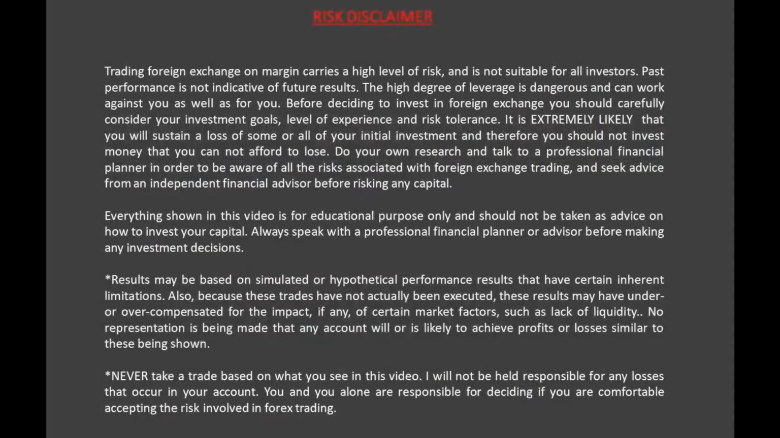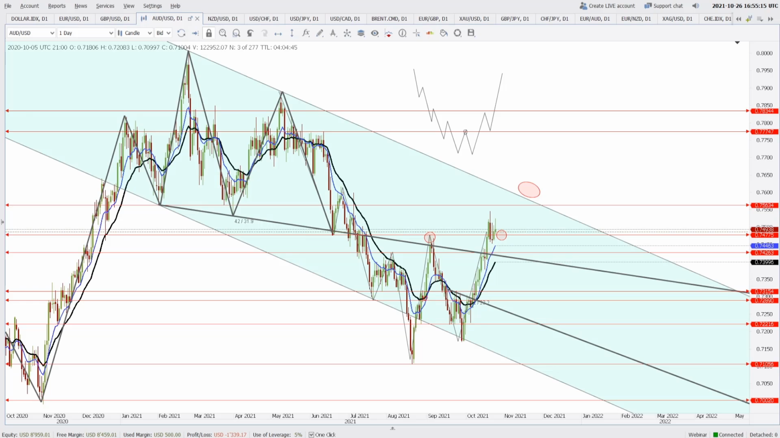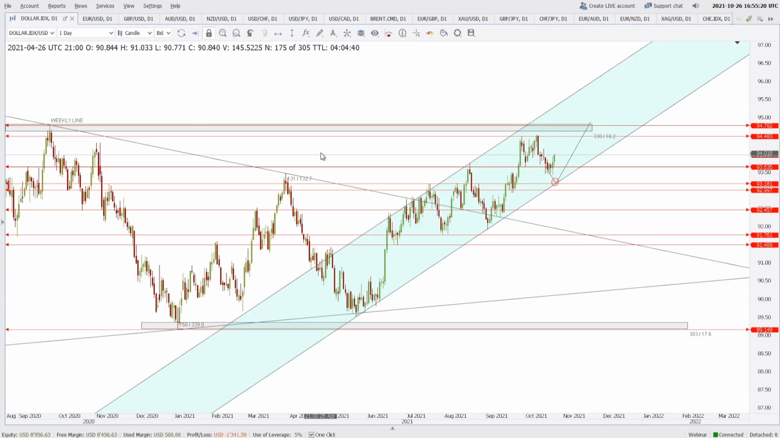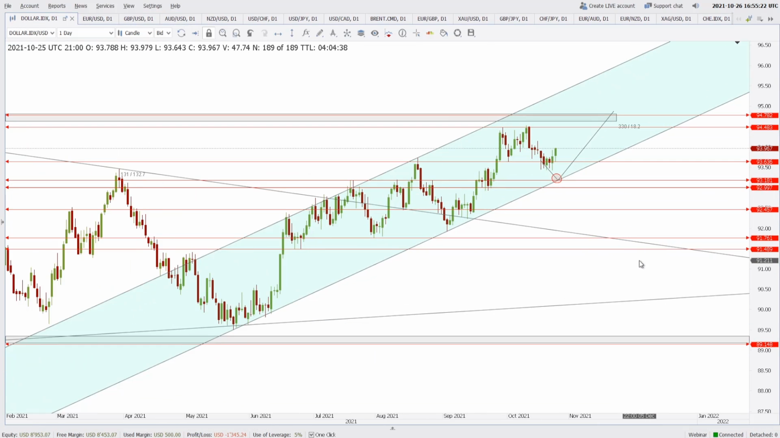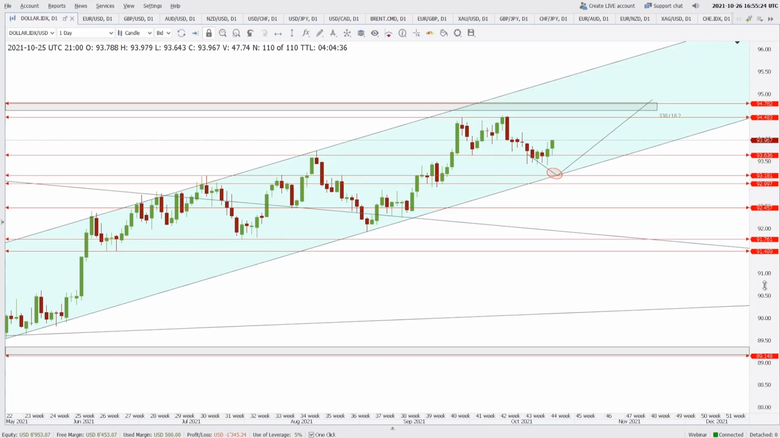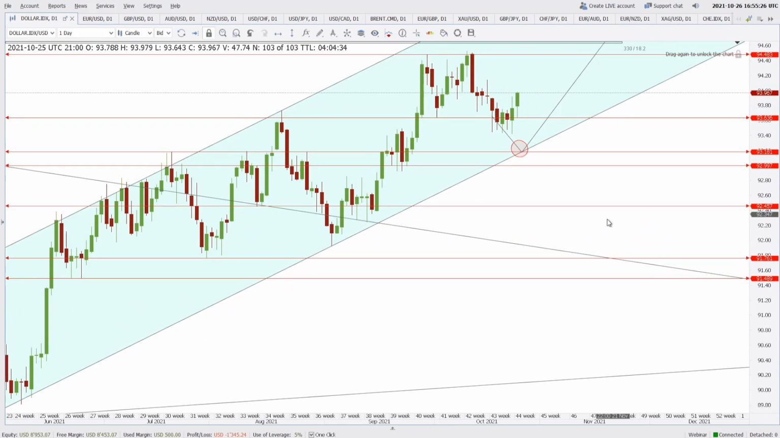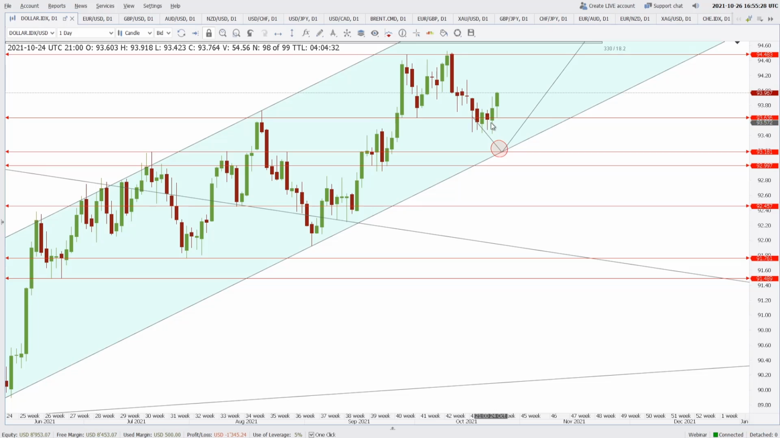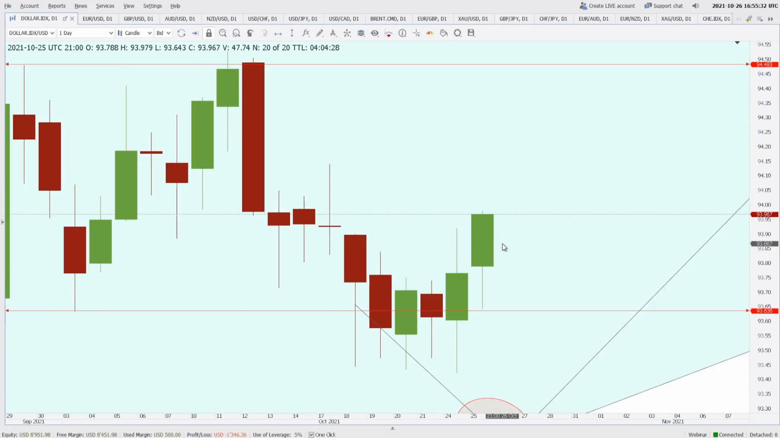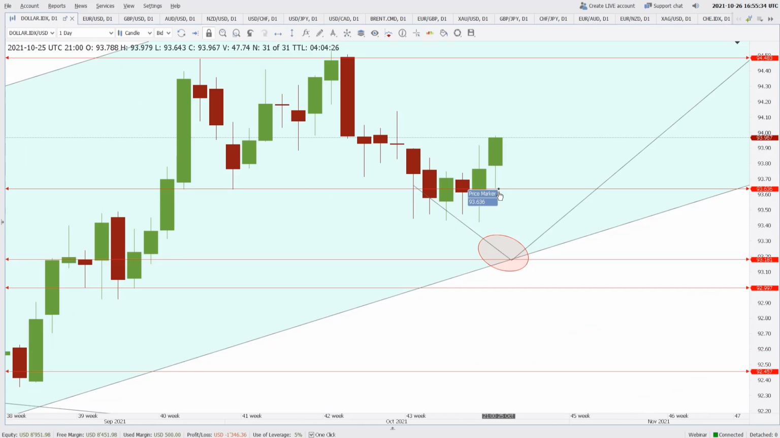So after this, let us jump to the first chart of the day. Like every day, it is going to be the dollar index. First of all, let us have a small review of what happened yesterday. Yesterday, the price was trading near 93.63 at the time we recorded the video. Right now, after taking support near 93.63, it is headed up.